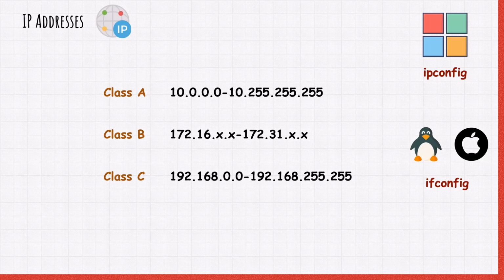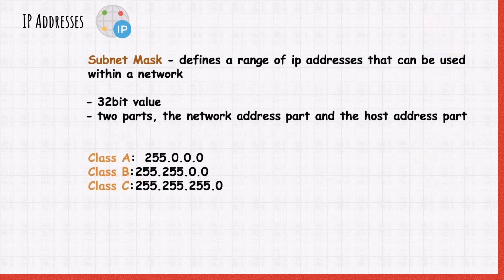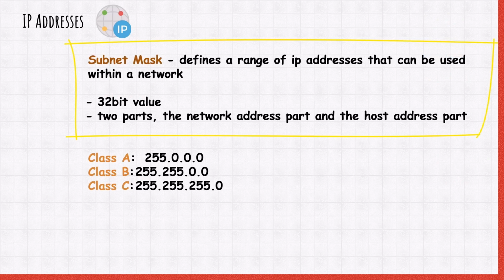Now, we should also be familiar with subnet masks. A subnet mask is a 32-bit value that is used to divide an IP address into two parts: the network address and the host address. It is used to determine which portion of the IP address represents the network and which portion represents the host.